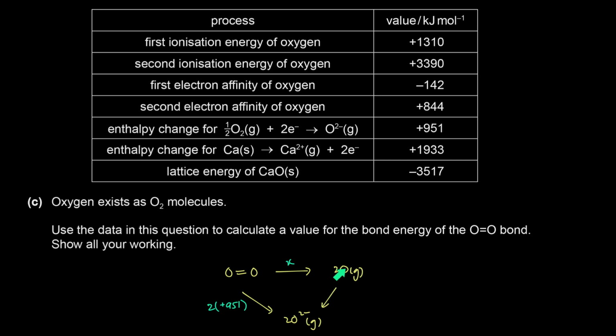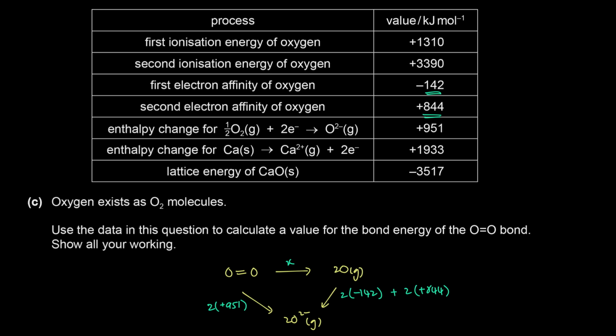And this over here is the first and the second electron affinity. But since we have 2 moles of oxygen atoms, this will be 2 times the first electron affinity. That's from going from O to O minus. So that's 2 times negative 142. And then 2 times the second electron affinity. So that's 2 times positive 844.